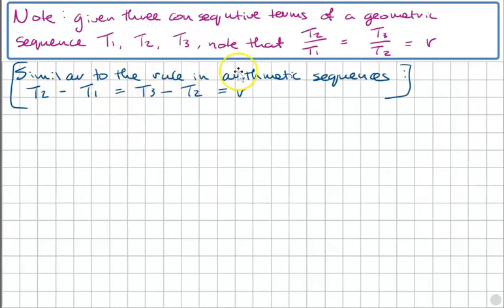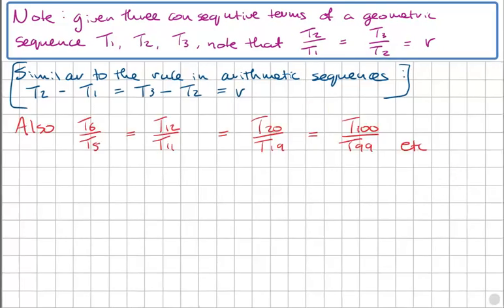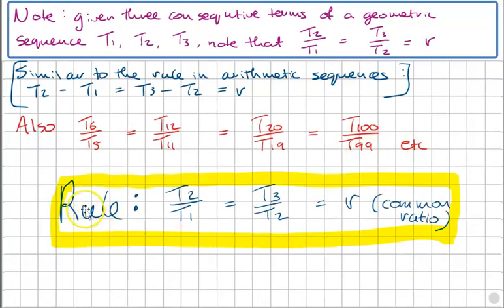This is very similar to the rule in arithmetic sequences that term 2 minus term 1 is equal to term 3 minus term 2 is equal to d. So very, very similar. Also, term 6 divided by term 5 is equal to term 12 divided by term 11 is equal to term 20 divided by term 19 is equal to term 100 divided by term 99, and so on. So the rule is term 2 divided by term 1 is equal to term 3 divided by term 2, which is equal to r, or the common ratio.